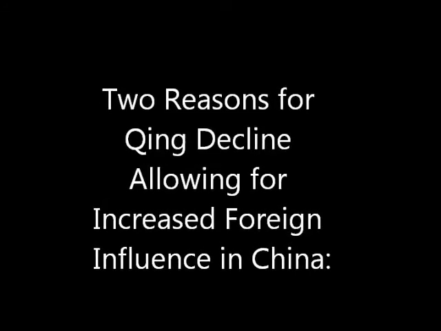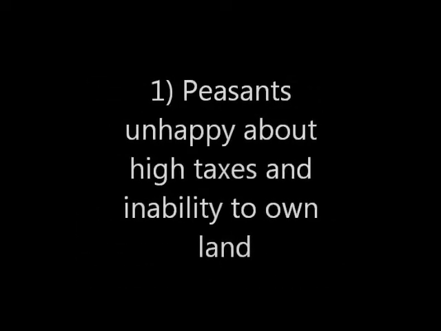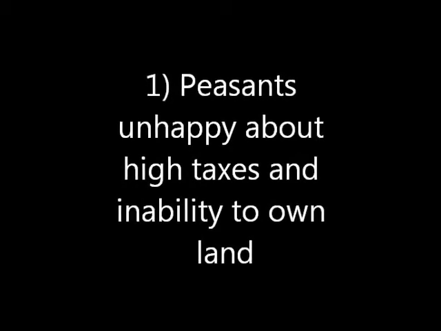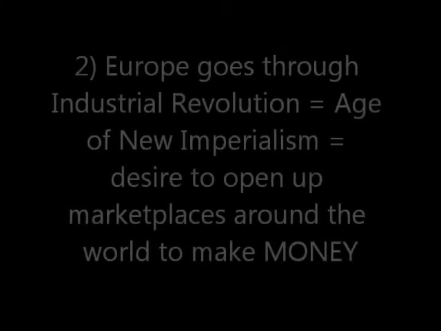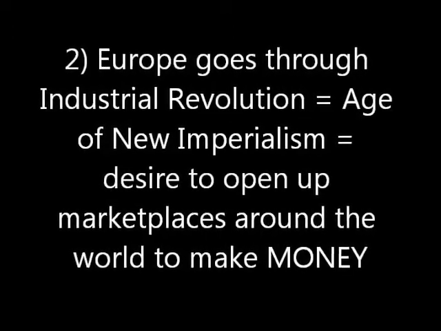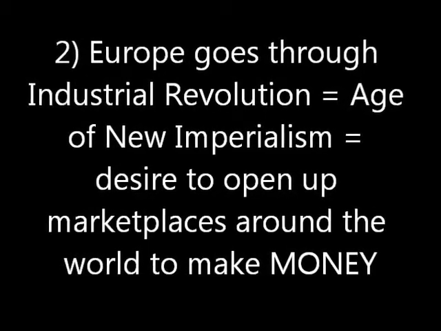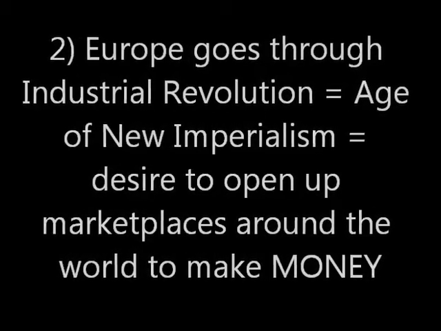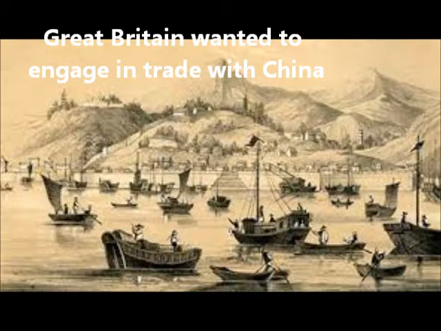So why did the Qing dynasty decline? Well, there were two reasons. First, the peasants were unhappy about high taxes and their inability to own land. With frequent famines, the peasants began to revolt against Qing leaders. Secondly, beginning in the late 1700s, we're going to see Europe undergo the Industrial Revolution. This is going to help drive an era of new imperialism and the desire to open marketplaces around the globe.